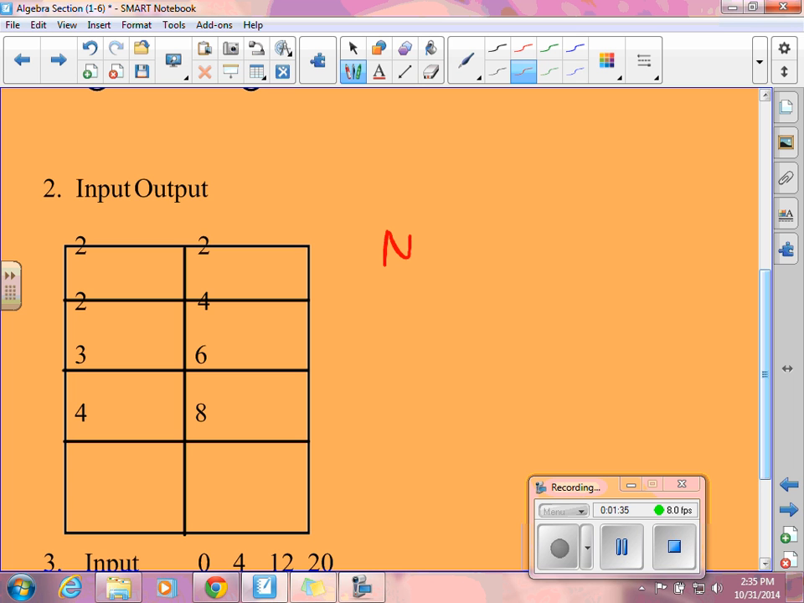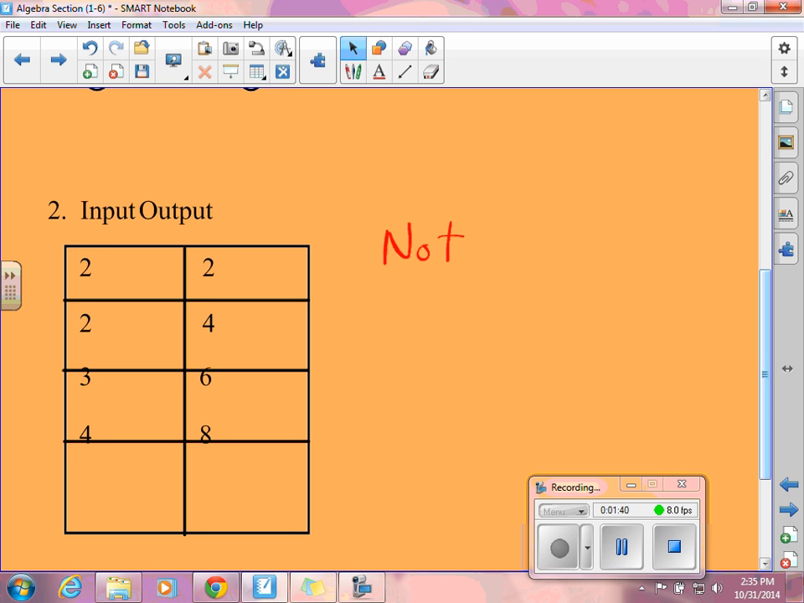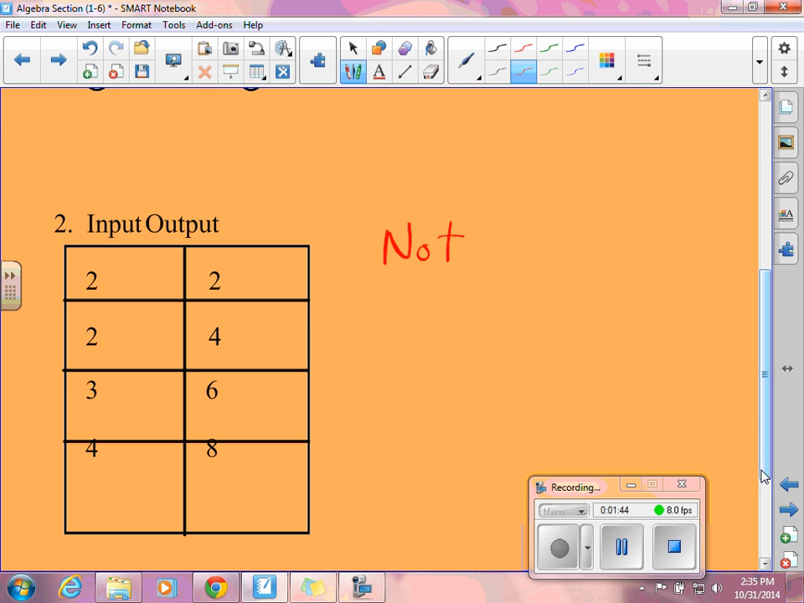And you'll notice that it's a little off center here, so we'll fix that. The reason why it is not is for something to be a function, the input or the domain cannot repeat. We don't really care about the output. We just care about the input. So the input, you'll notice, the 2's repeat. And so it's not a function. And we're going to explain and say the input repeats.